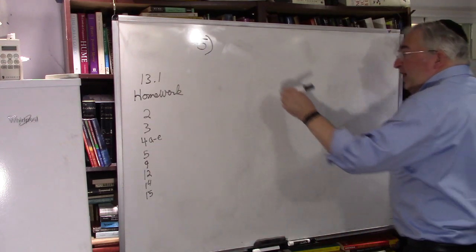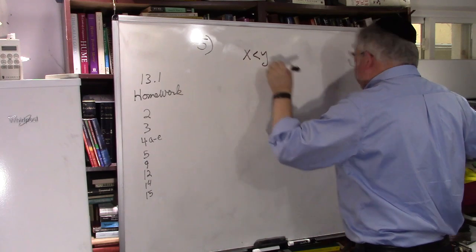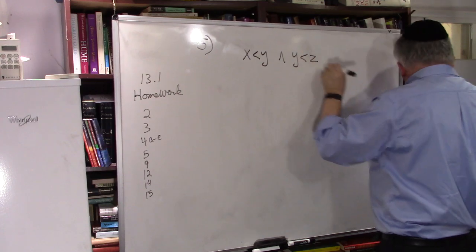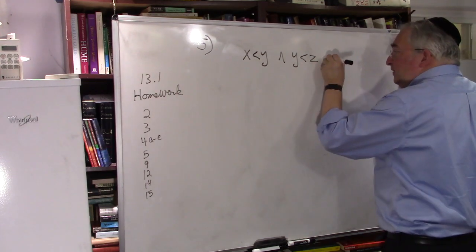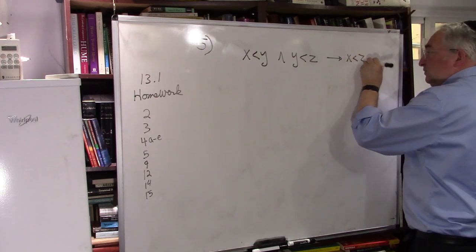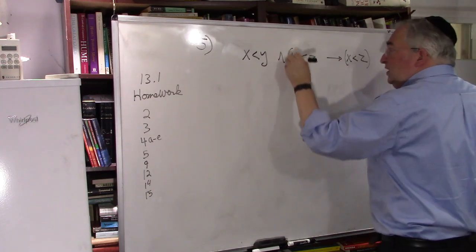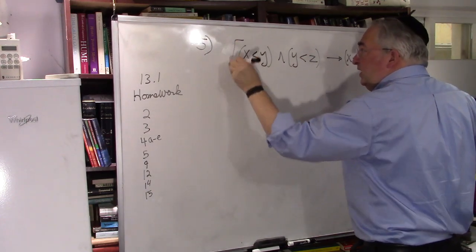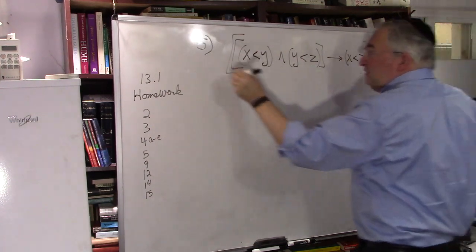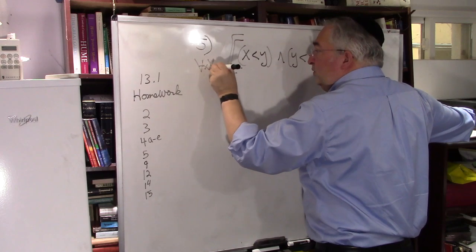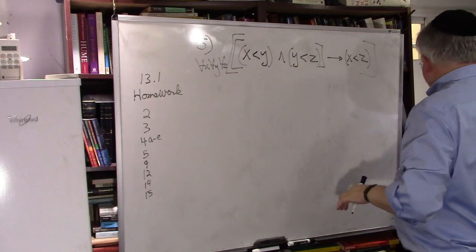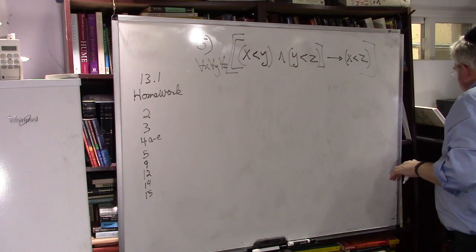X is less than y, and y is less than z, then x is less than z. Okay, like this. Hold on, we're not finished. We have to put quantifiers in this, and so this is for all x, for all y, for all z. This is true. If x is less than y and y is less than z, then x is less than z. That's true.